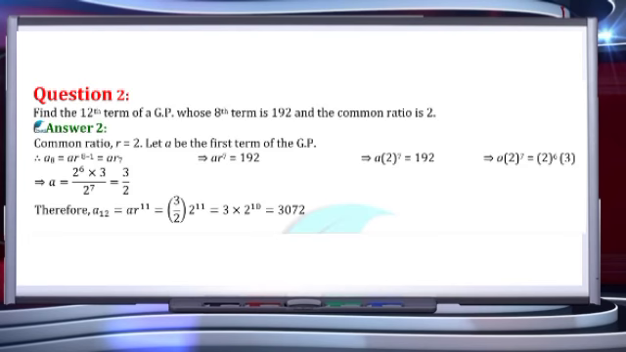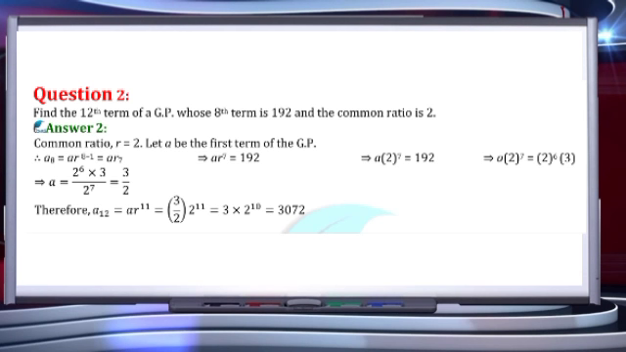Next, question number 2 is: find the 12th term of the GP whose 8th term is 192 and the common ratio is 2. So here it is already given that r is equal to 2 and the 8th term is 192. Thus a into r raised to power 7 is equal to 192. We will substitute the value of r as 2 over here. So that means a into 2 raised to power 7 is equal to 192. Next we will simplify this and solve for a. On cancellation we will get a as 3 by 2.